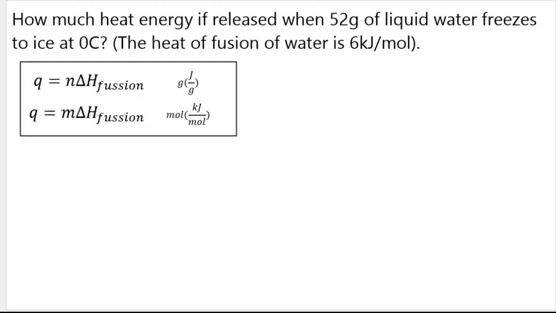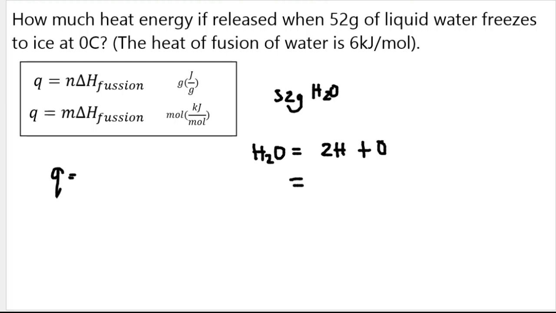Now let's move on to our next problem. How much heat energy is released when 52 grams of liquid water freezes to ice at 0 degrees Celsius? We have two formulas here, but we're going to use the kilojoules per mole one. So what we're going to do first is find the molar mass of water. The actual hydrogen number is 1.008, but we're going to round it, so that's 18 grams per mole. That is our M, the molar mass.